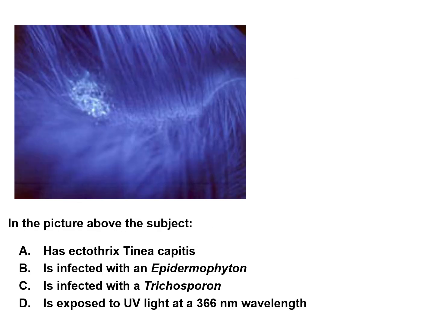We will conclude these two lectures with the following question. So what do you think is happening with the picture here? Is this somebody who has A, ectothrix tinea capitis, B, an infection with Epidermophyton, C, an infection with Trichosporon, or is this somebody who we are exposing to UV light at 366 nanometers wavelength?